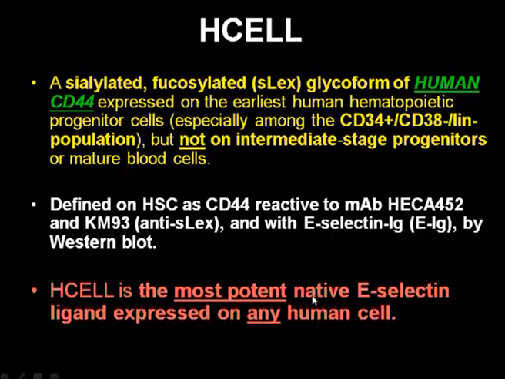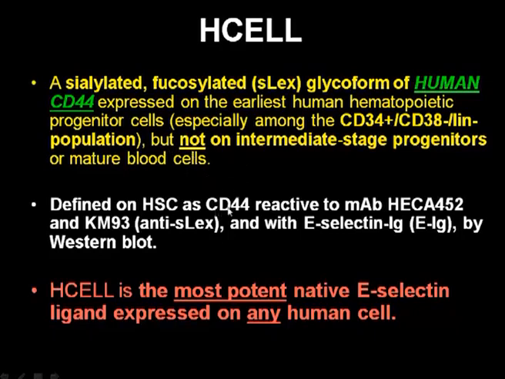HCELL, on the other hand, is a sialylated, fucosylated, that is sLeX-bearing, glycoform of human CD44 expressed on the earliest hematopoietic progenitor cells. Those are usually defined by the surface marker CD34 and the absence of the marker CD38 and the absence of any lineage differentiation markers on the cells. So that is the CD34 positive, CD38 negative, Lin negative population of hematopoietic stem cells.